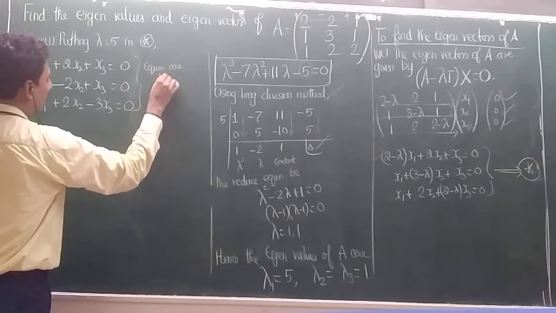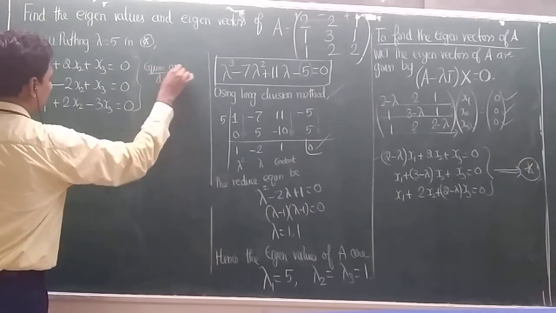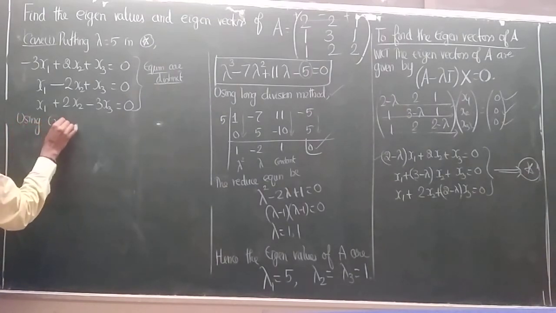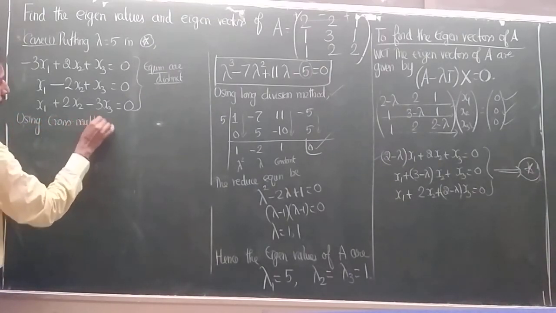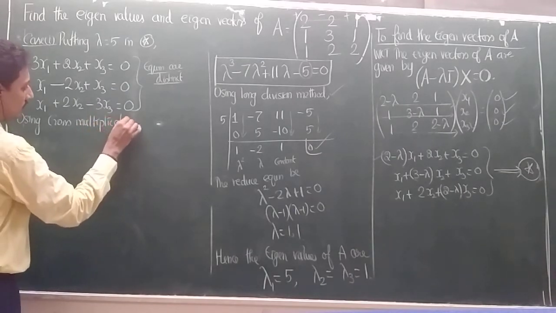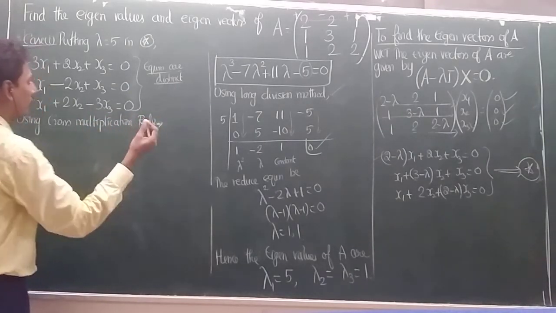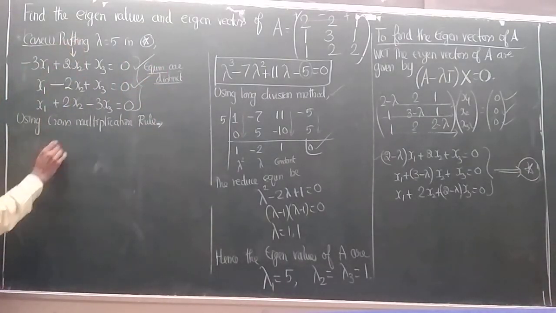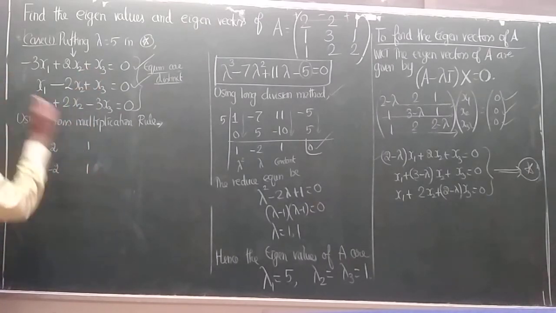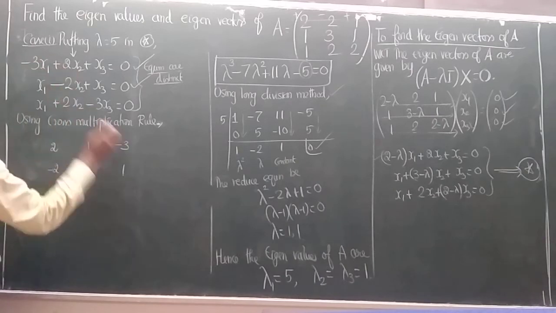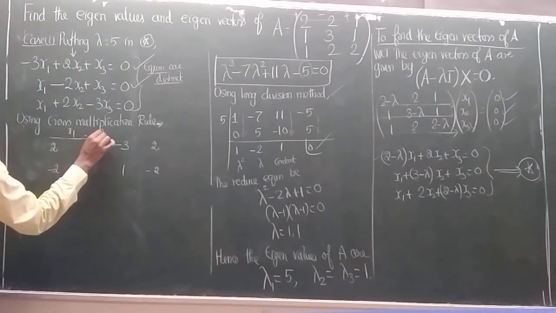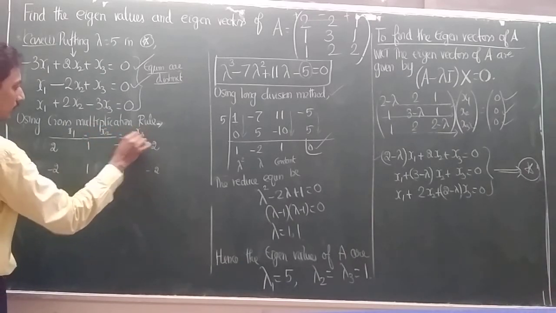So what we can do is apply the cross multiplication rule. For the cross multiplication rule, I need only two distinct equations, so we can choose any two. I can choose the first and second. Start with the middle variable coefficients: 2, minus 2, then x3: 1, 1, then x1: minus 3, 1, again back to x2: 2, minus 2. So this will give the x1 value, the x2 value, and the x3 value.